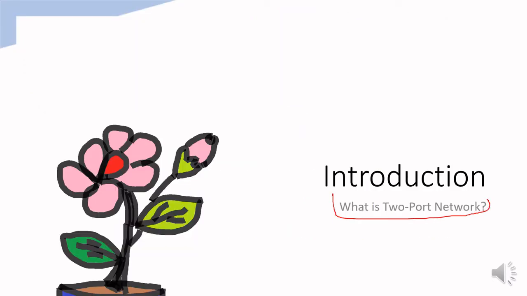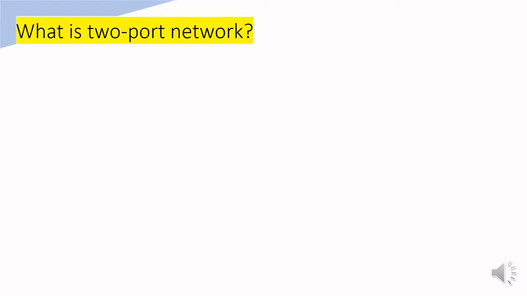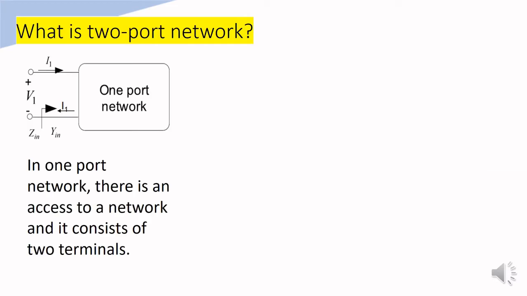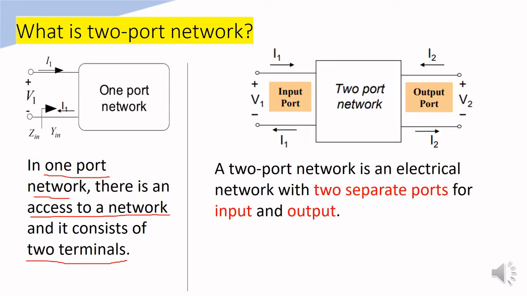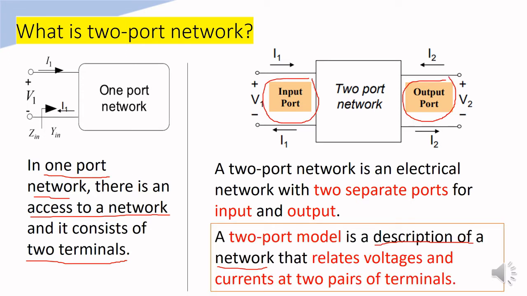Before we proceed with Z parameter, first we need to recognize the type of network. This is a one-port network. In this type of network, the access to the network comprises of 2 terminals. Whereas in a two-port network, as seen here, there are 2 separate ports, namely the input port and the output port. We use a two-port parameter to describe a two-port network by using the voltages and currents at the input and output ports. The labels of these voltages and currents are important when analyzing such network.